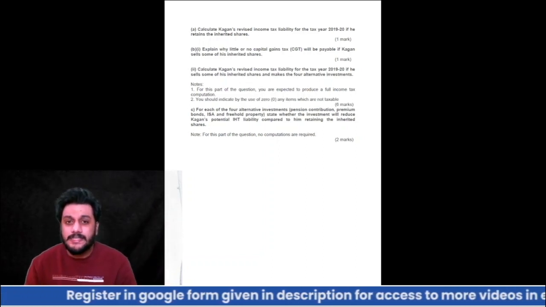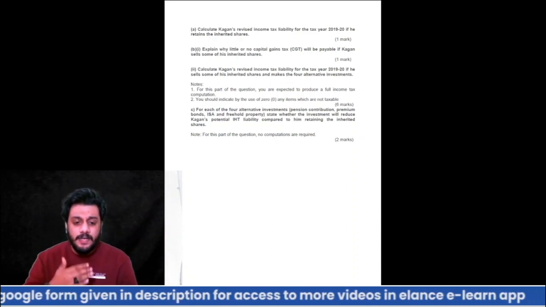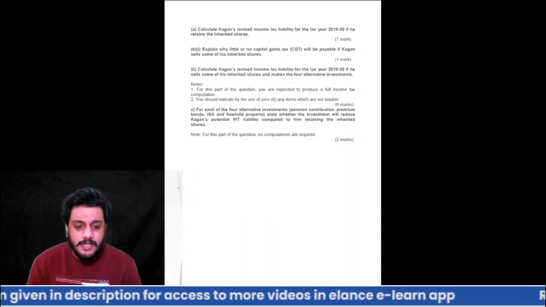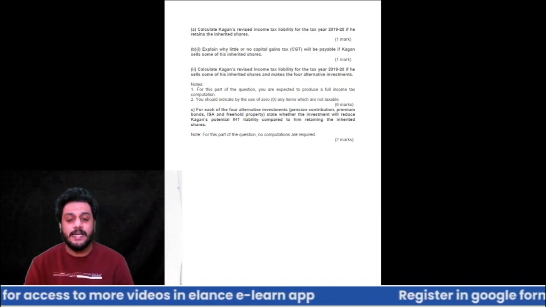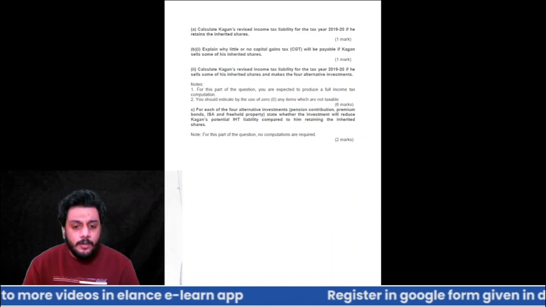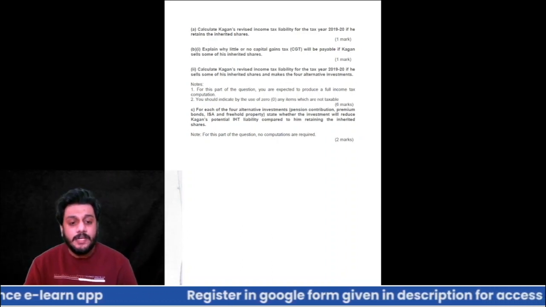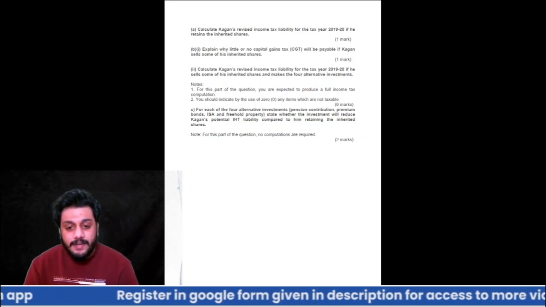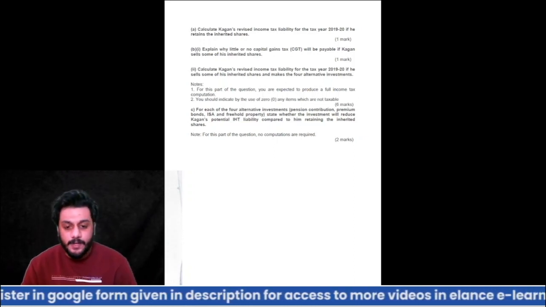Now let's see the second part, which is the main part of this question, having 6 plus the professional marks, that is 2 marks, total 8 marks allocated for the second part of your second requirement. The second requirement asks you to calculate the revised income tax liability for the tax year 2019-20 if he sells some of the inherited shares and makes the 4 alternative investments.